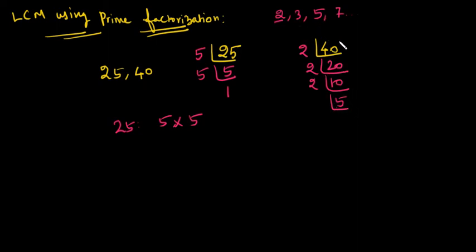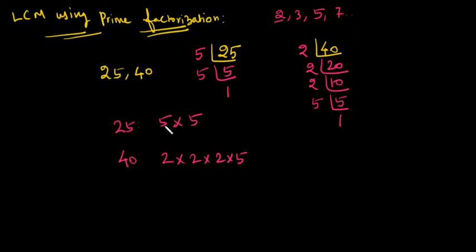Can we divide with 5? Yes, we can. We can divide the 5 with 5. So when we divide, you will get 1. So how can you write 40? 40 you can write as 2 into 2 into 2 into 5.